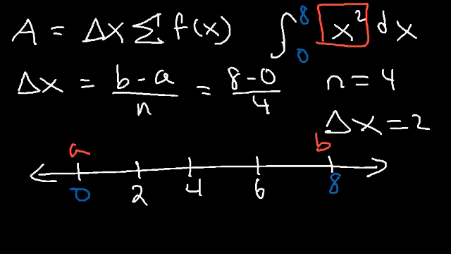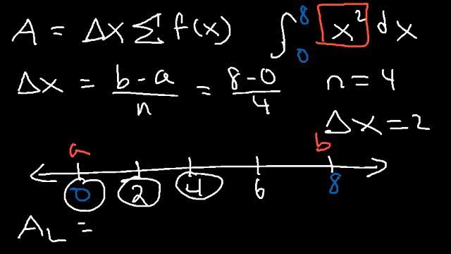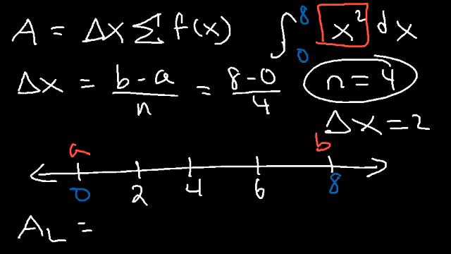Now, using the left Riemann sum, you're going to choose 4 out of the 5 points. There's 5 points to choose from: 0, 2, 4, 6, and 8. And n is 4, so we can only choose 4 rectangles. So using the left Riemann sum, use the first 4 points on the left. So that's going to be 0, 2, 4, and 6. For the left Riemann sum, don't use 8.